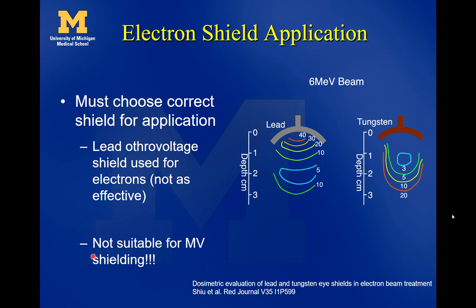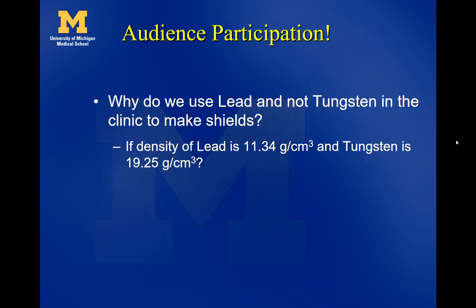And also, these are not suitable for megavoltage shielding at all. The tungsten shield simply is not thick enough to reduce our X-ray treatments by enough at all. We basically don't ever use tungsten eye shields with megavoltage X-ray beams ever.